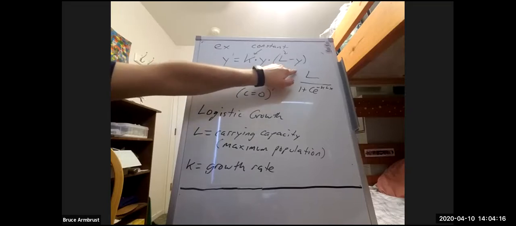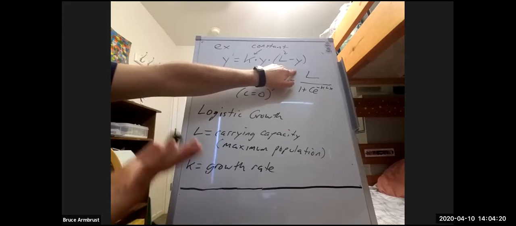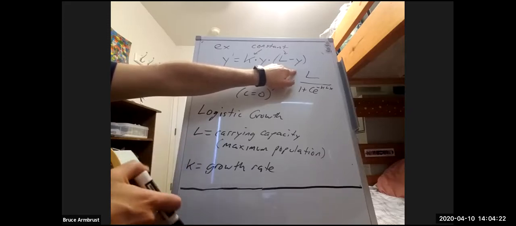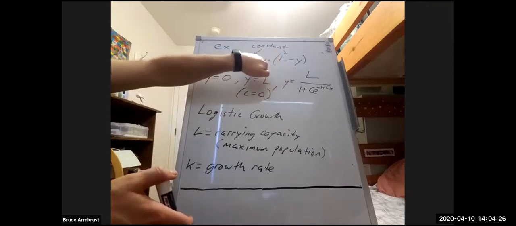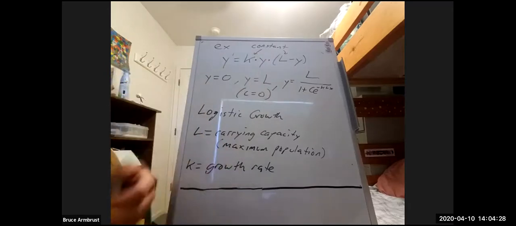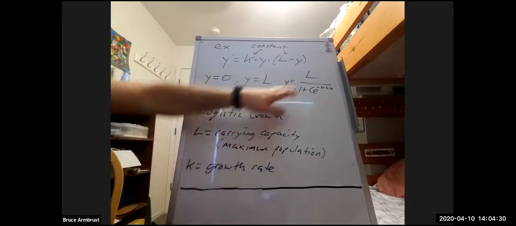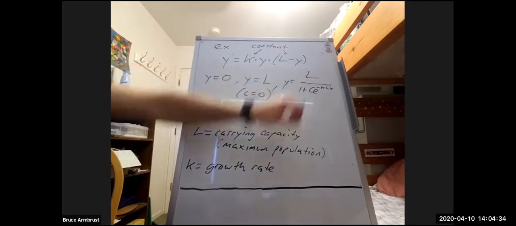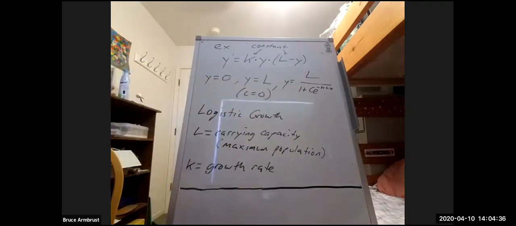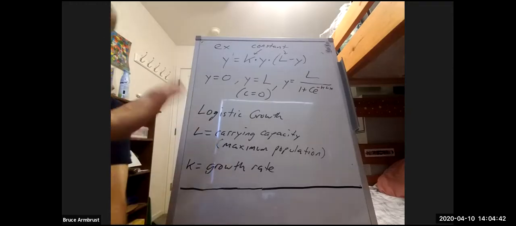And so if those are really far apart, so if we have a very small population, we're still able to grow. This is going to allow this to be a bigger multiple on Y. So it is going to kind of grow exponentially. But as we get closer to that carrying capacity, L minus Y gets smaller, which decreases our rate of growth. Right? All right, so that's logistic growth.